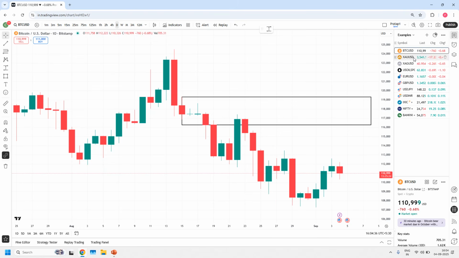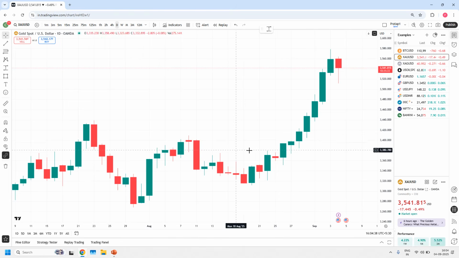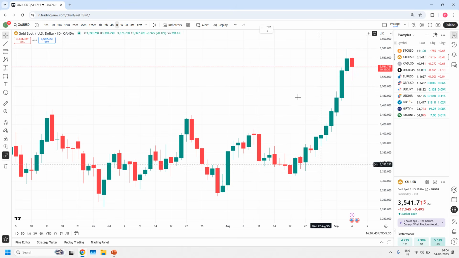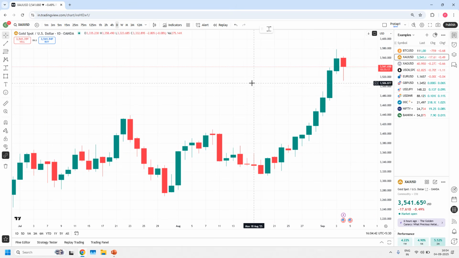And let me show you another example, the commodities market, gold. Have you noticed here the imbalance, and before that price moved in a balanced way in this area?